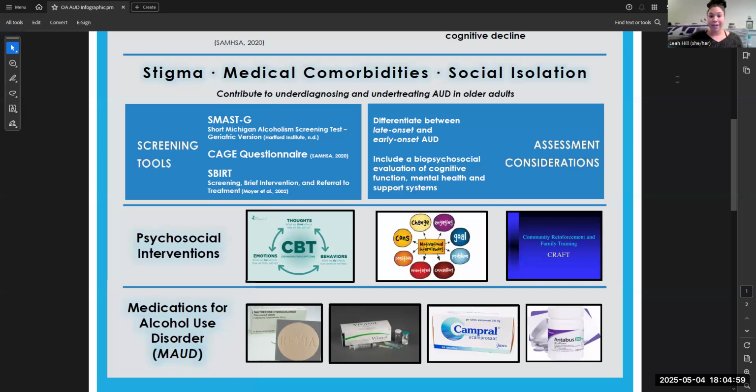A couple of things to consider in that process. It's so important that anyone who is working with the older adult population differentiates between the late onset of alcohol use disorder and early onset of alcohol use disorder. Most importantly, if it is a late onset alcohol use disorder, we want to look for and be concerned about the degree of tolerance that the elder may have for the alcohol.